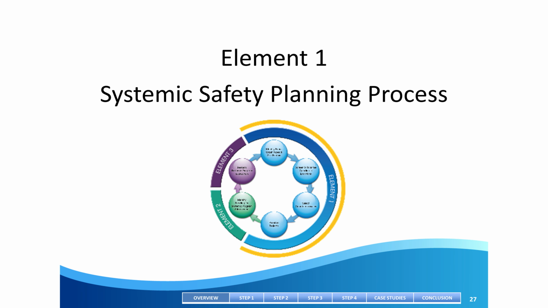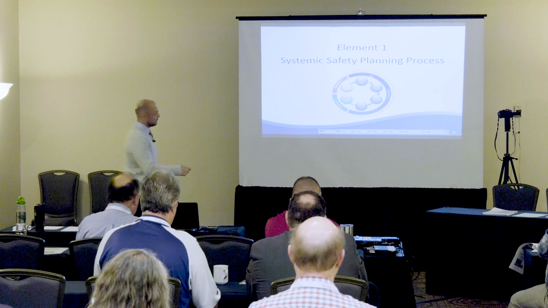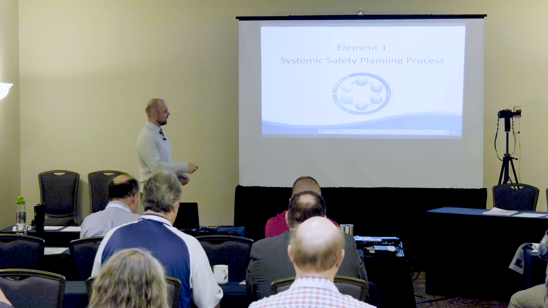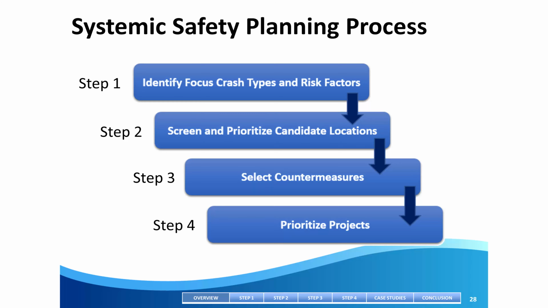So at this point, we're going to get into some of the details. We're going to focus on element 1. So this is the planning part of the systemic safety process. And element 1 is composed of 4 steps.